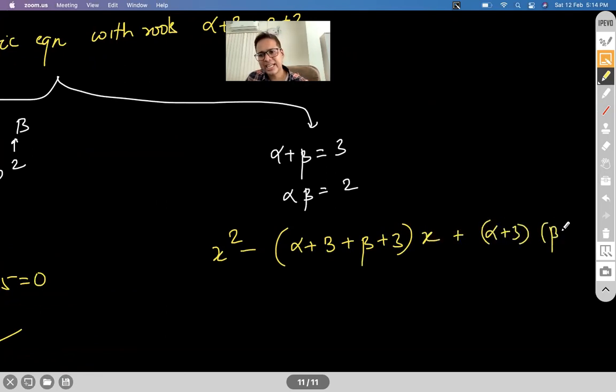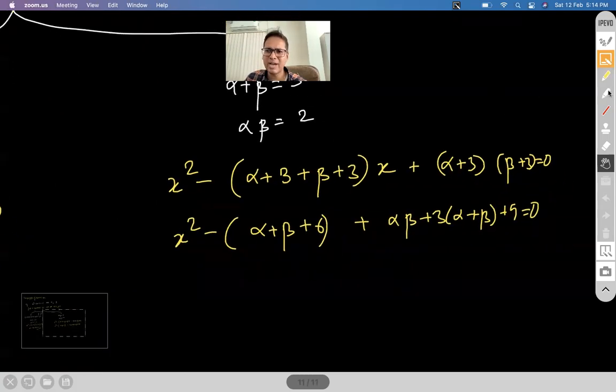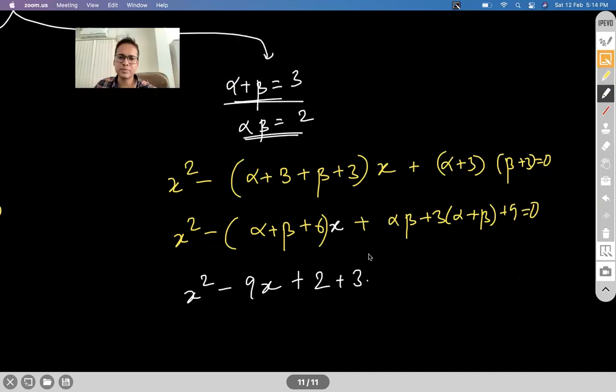Okay. And here, what you will be doing, you will be literally adding these things up. So alpha plus beta plus 6. And here you will end up getting alpha beta plus 3, alpha plus beta plus 9. Correct. And now you will be using these two values, alpha plus beta and alpha beta over here. So when you use that, you get 9x. I'm so sorry. I forgot an x here. So you'll get a 9x. And here this will be 2 plus 3 into 3 plus 9, which is actually a 20. And you get your answer.